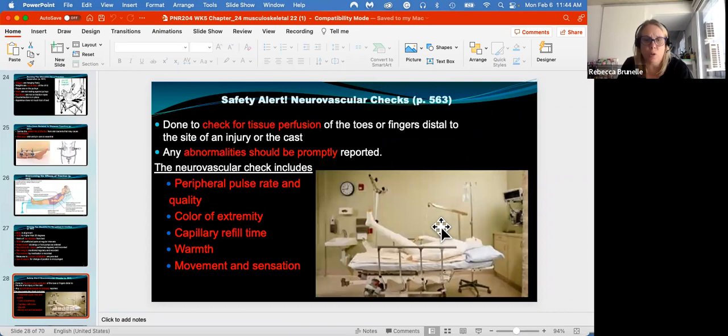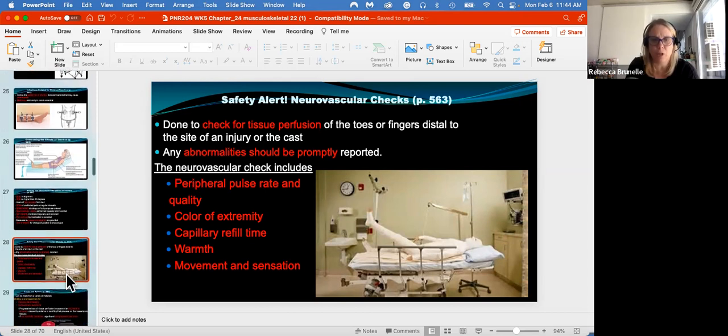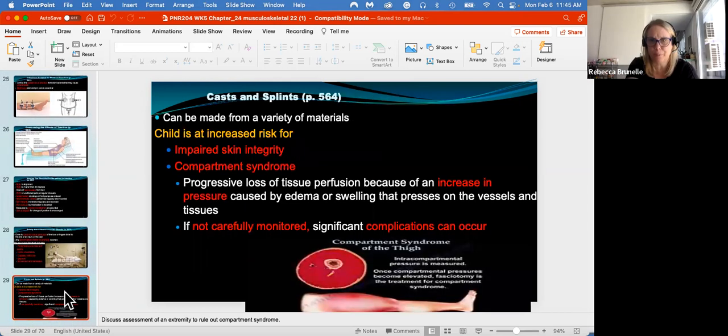So this is just going into more detail about the importance of the neurovascular checks: the pulse, the color, the cap refill time, whether it's warm or not, their ability to move the fingers or toes. These are all things that you're paying attention to, that you need to be documenting as the nurse.